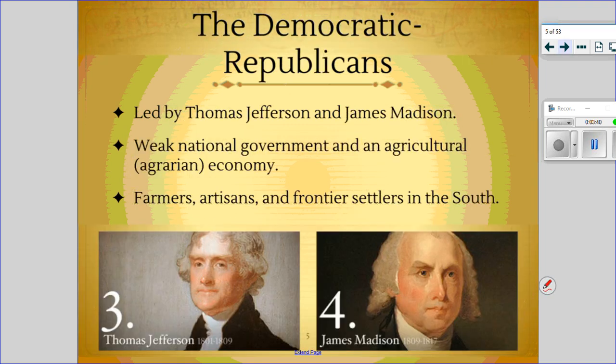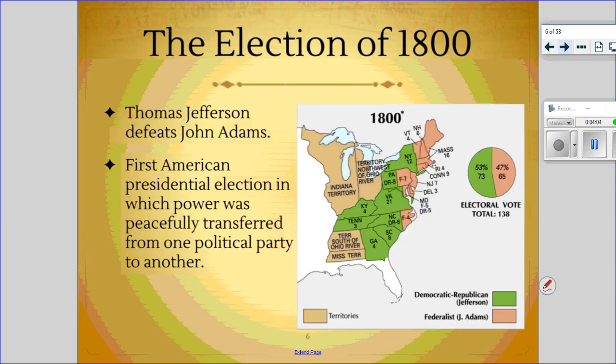The Democratic Republicans are the party formed by Thomas Jefferson. They're led by Jefferson and Madison. They prefer a weak national government, more states' rights, and an agricultural or agrarian economy. They are supported by farmers, artisans, and frontier settlers in the South. In the presidential election of 1800, Thomas Jefferson and the Democratic Republican Party beat John Adams and the Federalists.